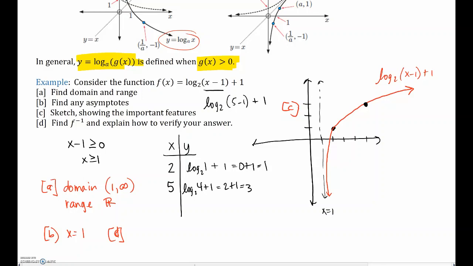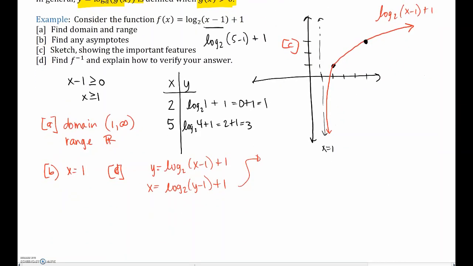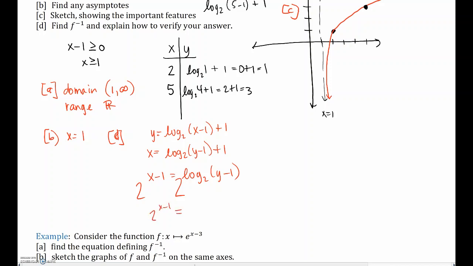Part D, find the inverse and explain how to verify your answer. All right, what is the inverse? So if you have y equals log base 2 of (x minus 1) plus 1, then the inverse would be x equals log base 2 of (y minus 1) plus 1. Then I would do minus 1 on both sides. And we have a logarithmic equation. And how can you get rid of that? Exponential, right? If I make this an exponential and this an exponent, that's legal. And now I have 2 to the x minus 1 equals, those are inverses of each other, so y minus 1. And lo and behold, y equals 2 to the x minus 1 plus 1 is the inverse. And that is what they wanted.